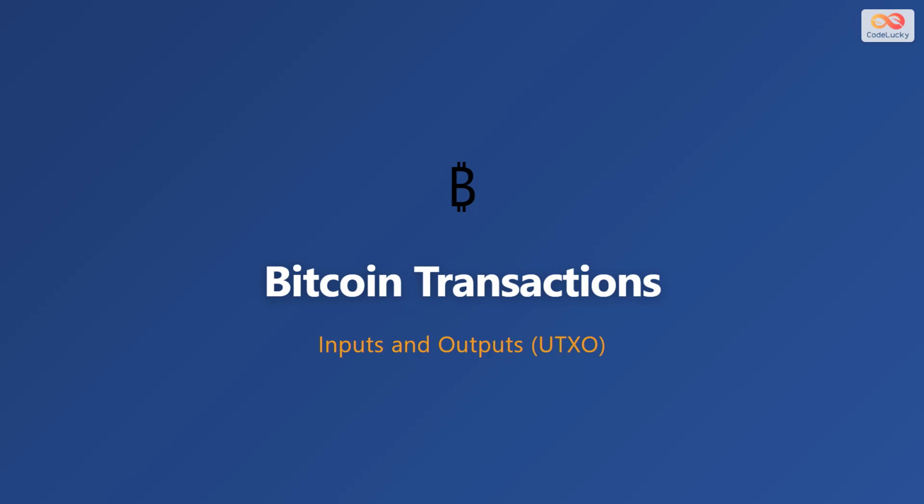Welcome to this lesson on Bitcoin transactions. Today, we're going to explore how Bitcoin handles transactions using a unique system called UTXO, which stands for Unspent Transaction Output. This is one of the fundamental concepts that makes Bitcoin work differently from traditional banking systems. Understanding inputs and outputs will give you a clear picture of how value moves through the Bitcoin network.